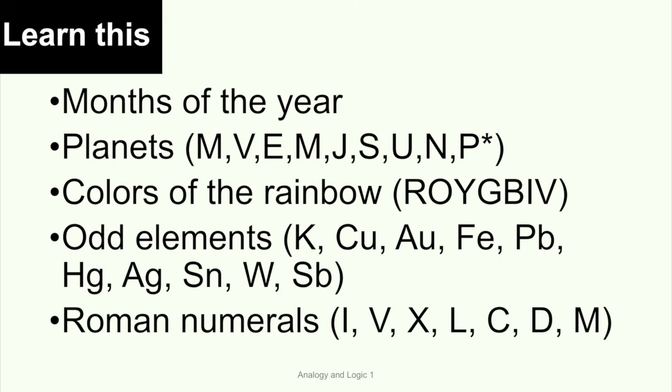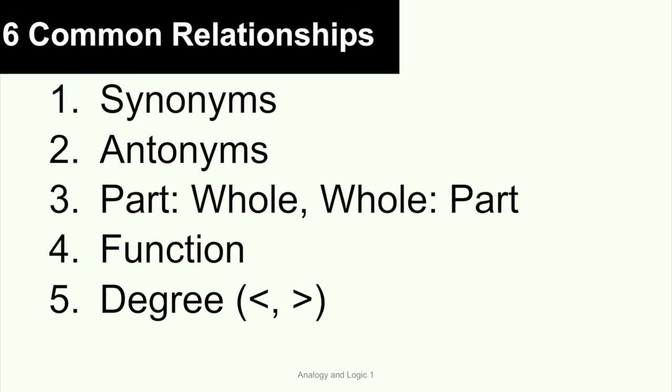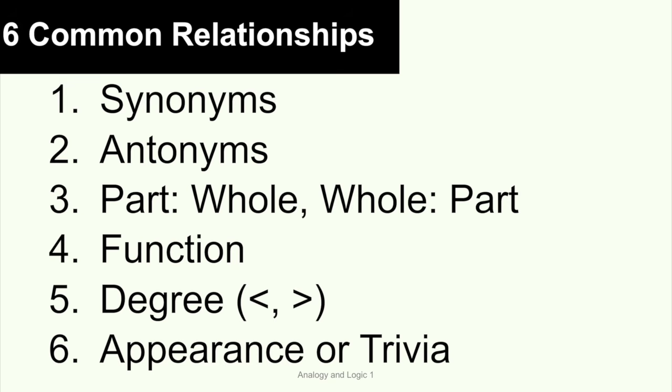And of course, your Roman numerals. Not just for this, but also for the number series. Kasi minsan, hindi number ang binibigay, no? Roman numerals. So, paano kung ganun? Dapat alam pa rin natin. Okay? So, I hope that helped you guys. And ito yung mga 6 common relationships natin. Just for a recap, you have synonyms, same name, antonym, anti-name, or kabaliktaran. Part is to whole is to part. Function, degree. Yung degree pwedeng greater than or less than. Basta ang importante, pareho sila dapat ng relationship at mag-ingat kayo sa position. And then we have appearance or trivia.